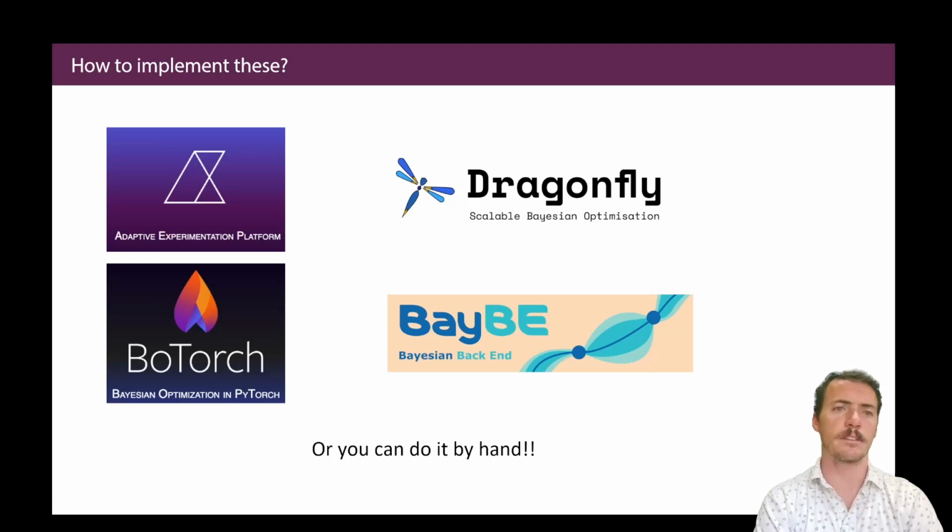I haven't used all of them. We use BoTorch and Ax quite a bit. I have not used Dragonfly, although my student has and he likes it. And I've got another group of students who have used Baybe and they like it a lot. But there's a bunch. Or you could do it by hand. In fact, in our next video, we're just going to code a basic Bayesian optimization using expected improvement by hand and show you that it's really not so bad.